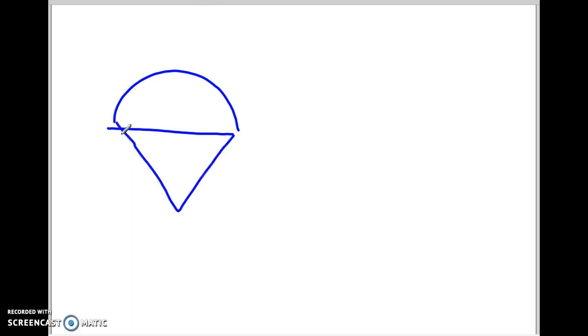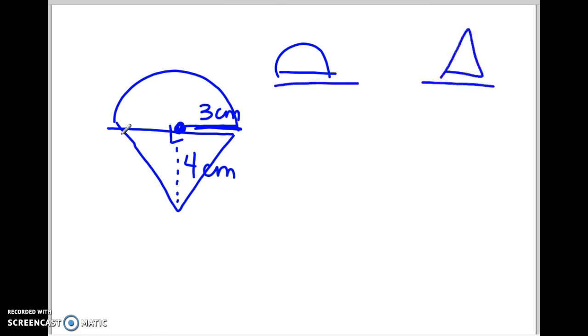The next thing you need to do is look at the composite area. So if I had a shape that was like this, had a half circle and a triangle, it's like an ice cream cone, and let's say I gave you the radius of 3 centimeters and a height of 4 centimeters, then you would find the area of the half circle and the area of the triangle. If you want to pause it and do it on your own and see if you get it right, then go ahead and do that.